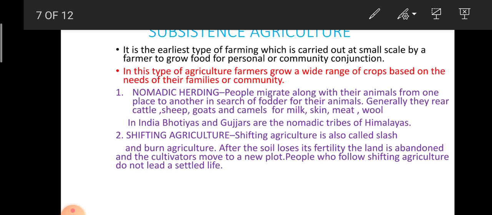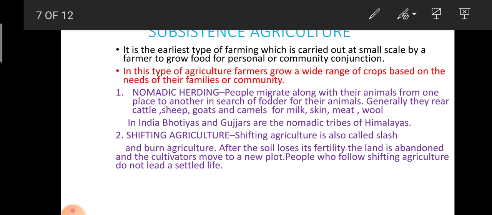The farmers who practice shifting cultivation use simple tools like buffaloes, ox, and a wooden plow. Per hectare yield is low, meaning production is very less. People who follow shifting agriculture do not lead a settled life.